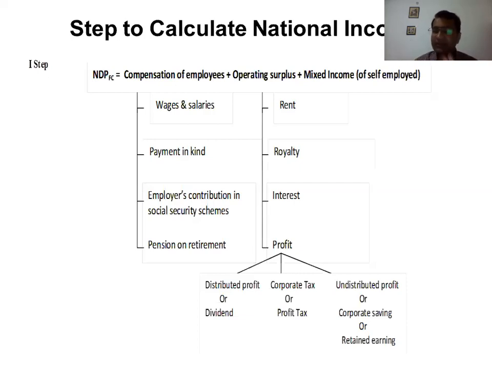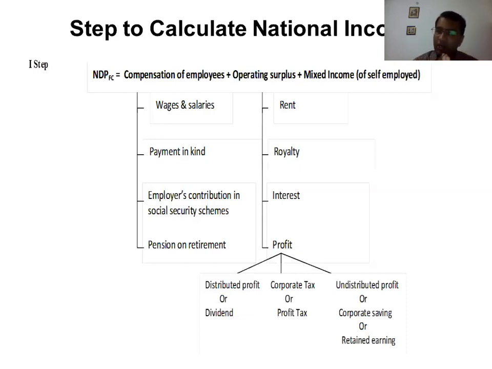In kind means, wages and salary are received in cash, but in kind means sometimes free food, free electricity, free education, or any type of payment in kind. That is also part of the compensation of an employee. It means the employee gets benefited, so that type of payment is compensation of an employee.